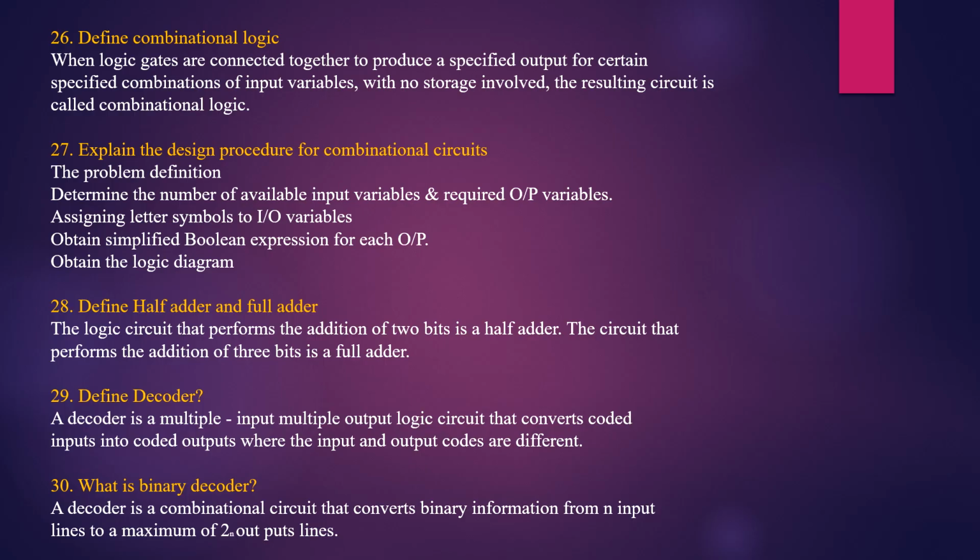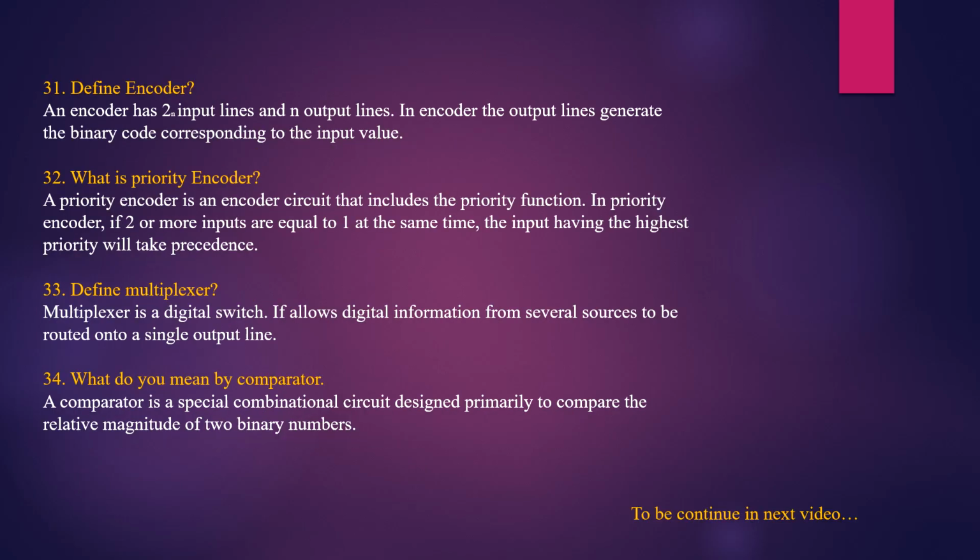30th question. What is a binary decoder? A decoder is a combinational circuit that converts binary information from n input lines to a maximum of 2 to the power of n output lines. 31st question. Define encoder. The encoder has 2 to the power of n input lines and n output lines. In an encoder, the output lines generate the binary code corresponding to the input code.